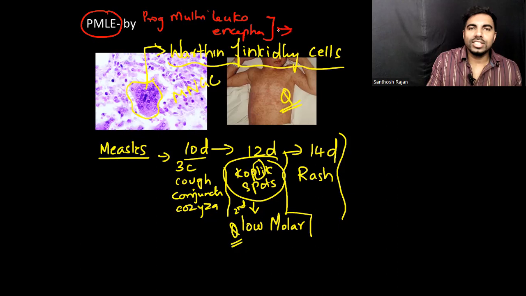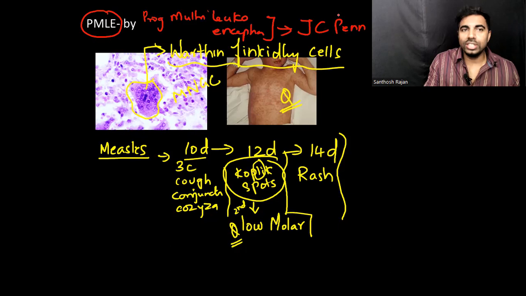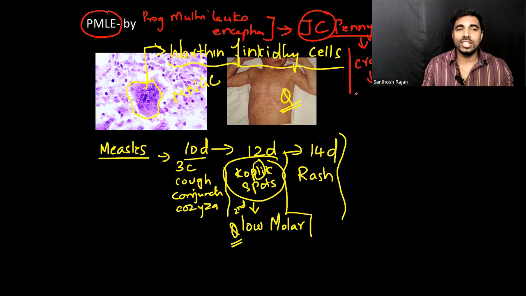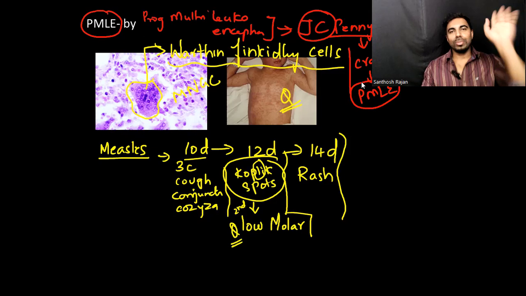In the US, there is a famous shop called JCPenney. JCPenney is such a nice shopping complex. Girls go crazy. It's cheap, so they buy everything and go crazy and they get PML, progressive multifocal leukoencephalopathy. That's it: JC Penney means PML. JC virus. Okay, done? That's it. This is for measles.